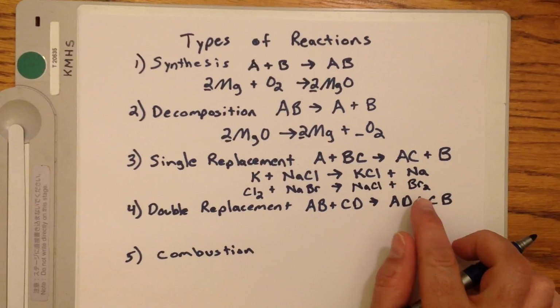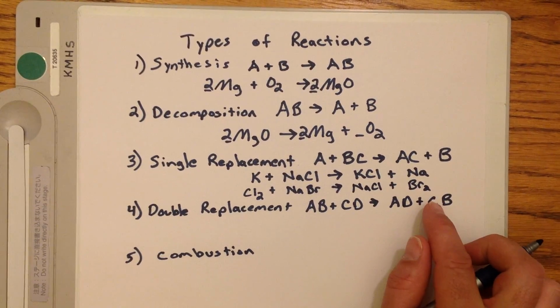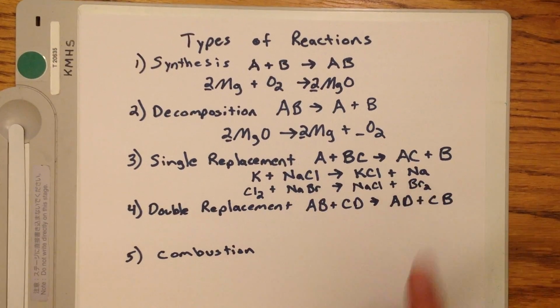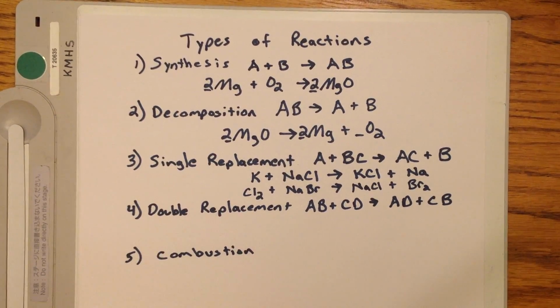And again, if you look on the periodic table, you'll see where it starts with nitrogen all the way down to iodine. Those are diatomic elements. That's why those 2's are there. Okay, that was a single replacement SR reaction, or some people again call it single displacement.